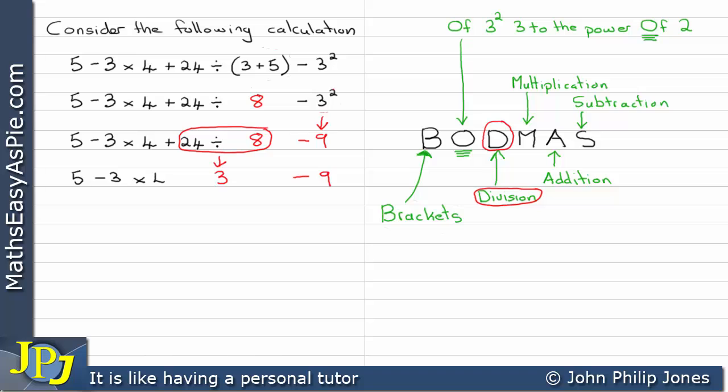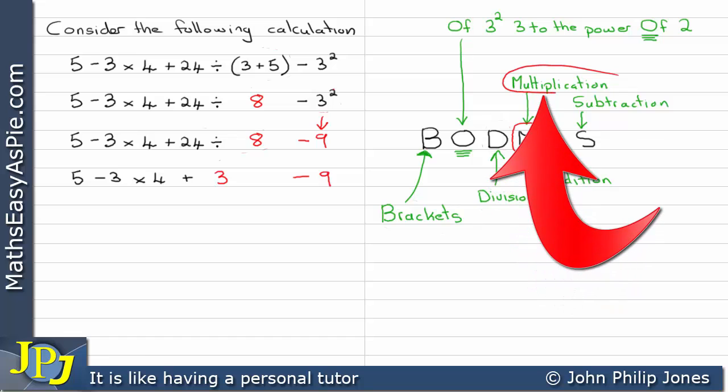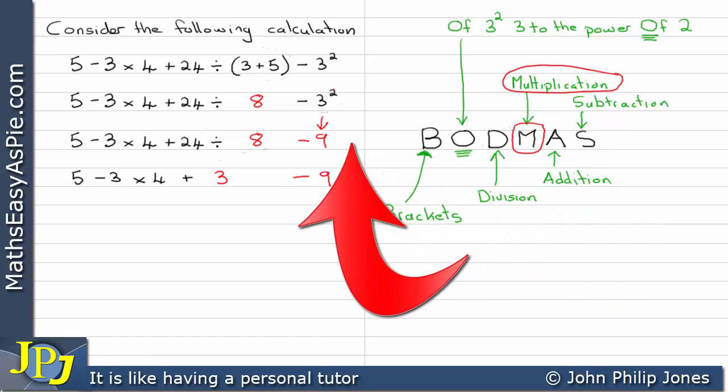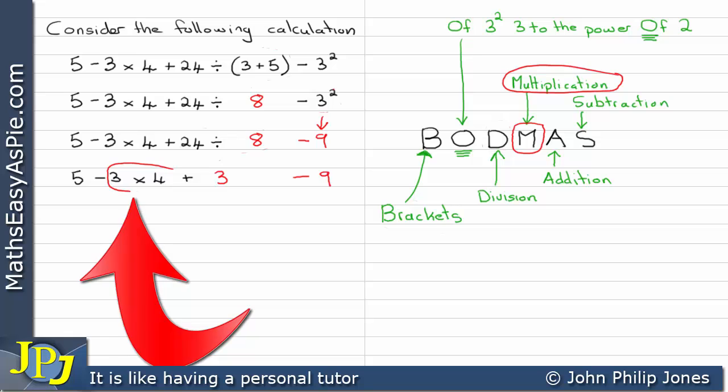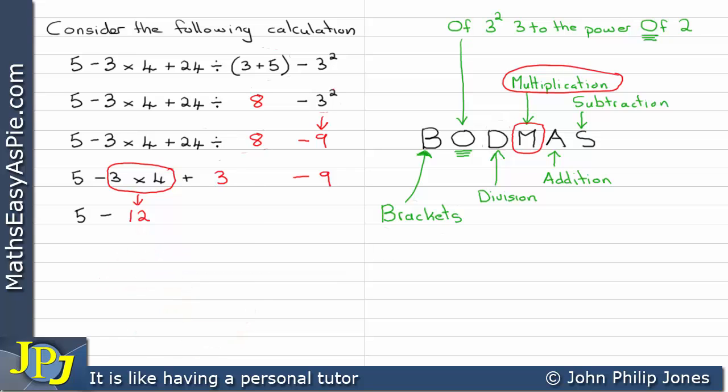I'm simply going to copy down the remainder of the calculation, because we're going to be doing this step by step. Of course there are no more divisions, so we'll now go to the M. And we know that this is to do with multiplication. So we go and try and locate a multiplication, and we can see it's 3 times 4, which obviously gives us 12. And now we'll copy down the rest of the calculation, as you can see here.